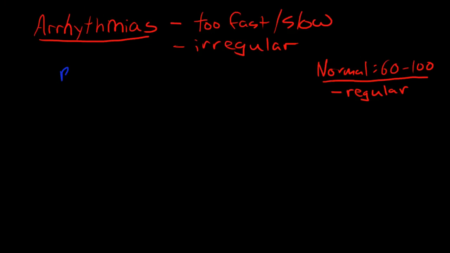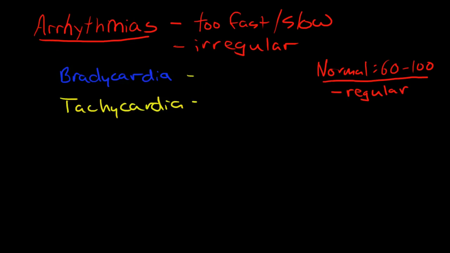Okay, so there are two basic types: rhythms that are too slow, bradycardia or bradyarrhythmias, and tachycardia. So we're going to talk about bradycardia first. Let's stick with the blue color here. There are two possible causes for bradycardia.